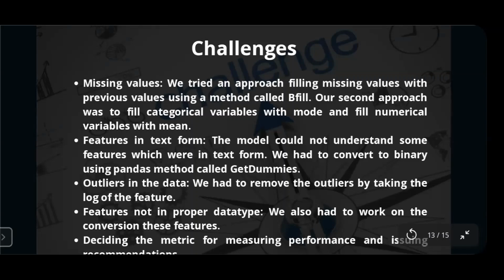Also, there were a lot of outliers in the data, so we had to remove them by taking the log, because when you have outliers, the data is skewed. So we tried to remove these outliers to properly balance the data. Also, some features were not in the proper data type, so we had to convert those features to the proper data type. And the main problem which I was talking about earlier is deciding the metric for the measurement of performance and issuing recommendations based off of the problem type.